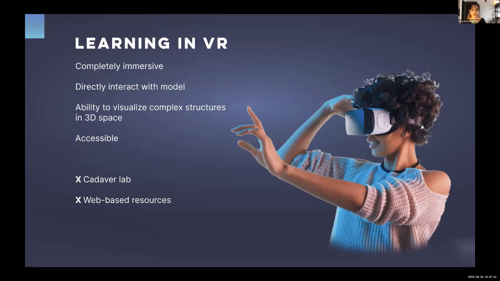On the other hand, the cadaver lab isn't ideal because not everybody has access to the cadaver lab. And in addition to that, cadavers are preserved using chemicals like formaldehyde, which may affect the texture of the brain and the color. So students aren't able to see the true color of the brain. And for web-based resources and textbooks, most of the images are flat, so they're not able to see the structures in 3D space like in VR.